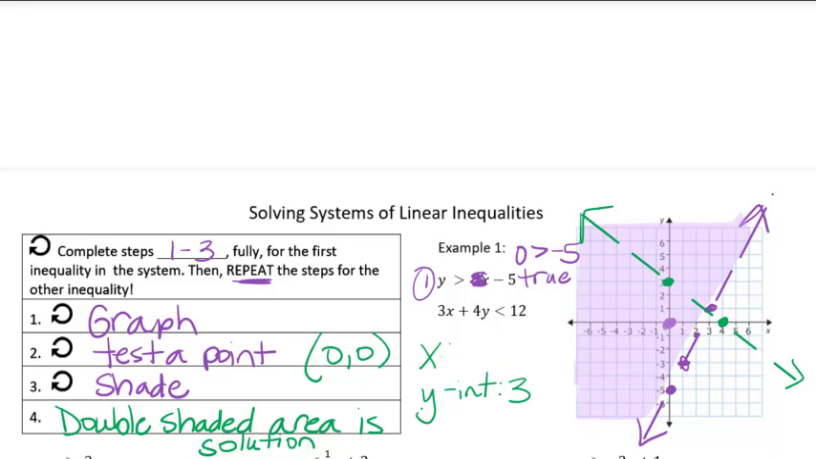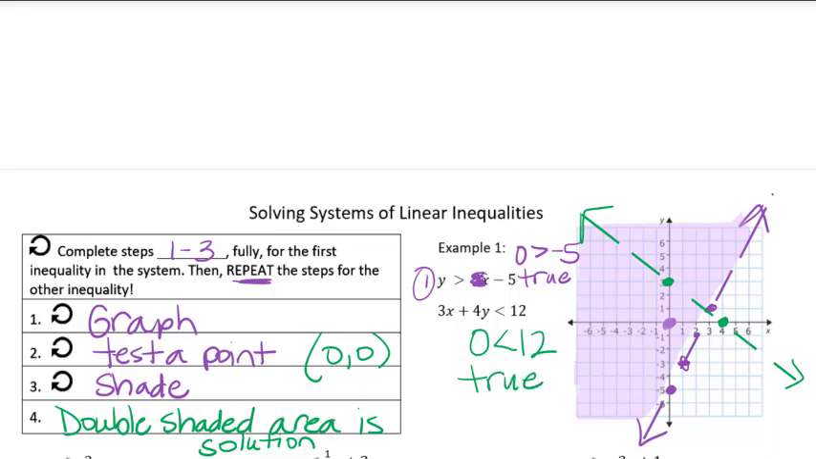And then we're on to step 2 for this graph. I'm going to go ahead and erase this so I have room. We plug in 0. 3 times 0 is 0, 4 times 0 is 0. This whole side is 0, and 0 is less than 12.